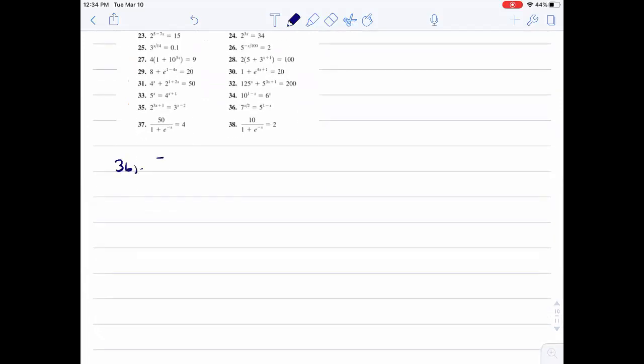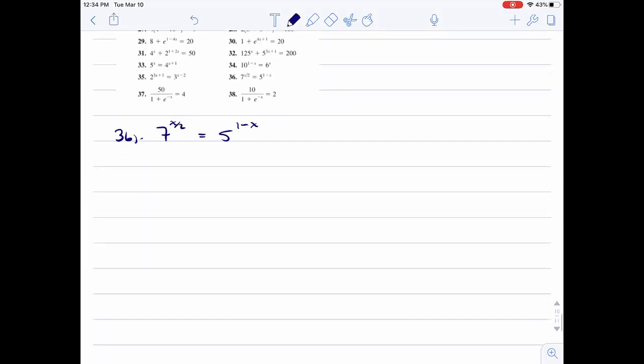So 36: 7 to the power of x over 2 is equal to 5 to the power of 1 minus x. I want to solve for x, and they're both in the powers. There's nothing I can move over or do here, right? The only thing that I can do to bring those x's down is to take the log of both sides. And I always take the natural log.